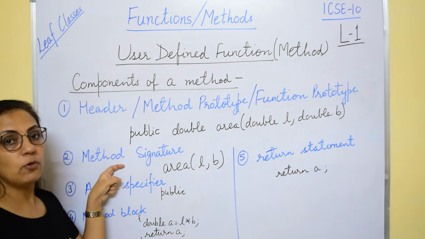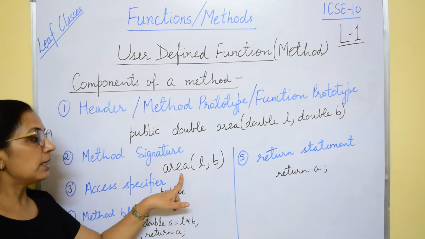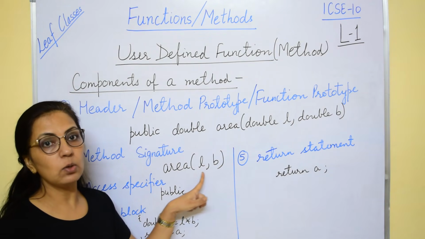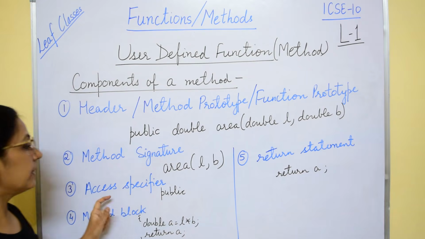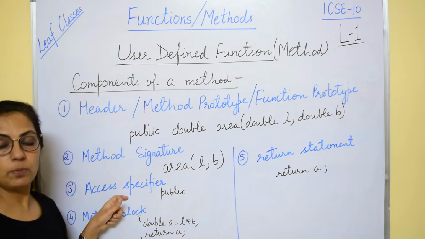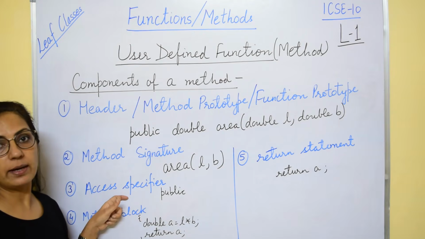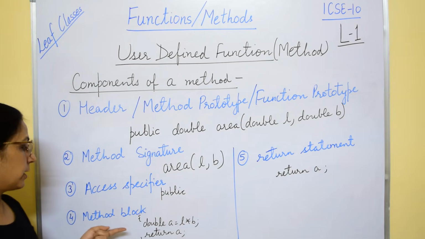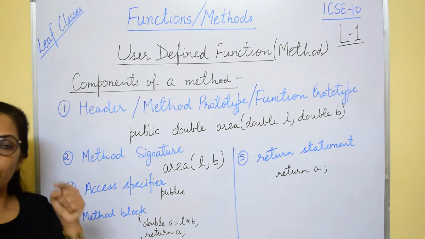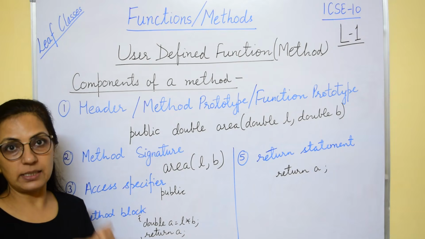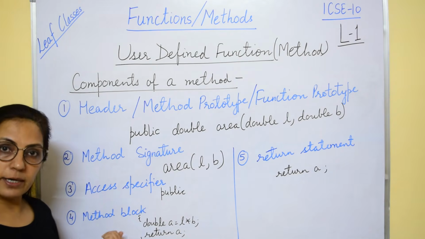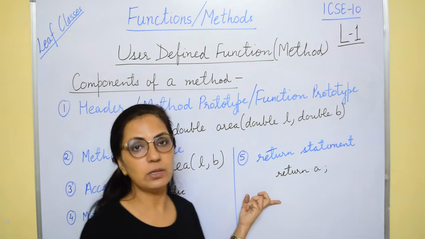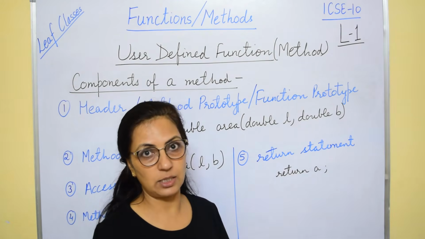Then we come to function signature. This includes the function name and the variables which are used in function calling. Then the access specifier, that I told you, public, private, protected, whichever you are giving. If you are not mentioning, then it is public by default. Then the method block, whatever we put within the curly braces, that is the body of the function, or it is also known as method block, and the last statement before the closing braces is the return statement, okay.